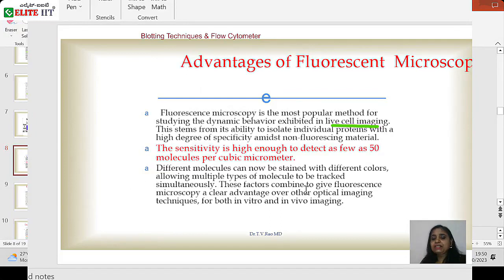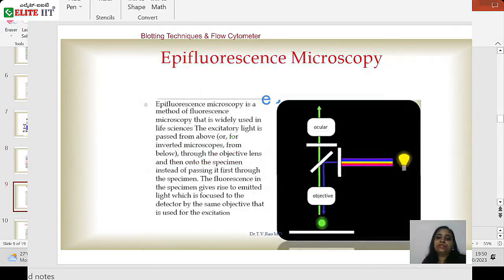So these factors combine to give fluorescence microscopy a clear advantage over other optical imaging techniques for both in vitro and in vivo imaging. Nothing else. Here look, this light is coming, scattering, and there will be color. So this is the emission light. Look, this is the source of light. It is coming towards the particle, and from the particle the emission is coming out.